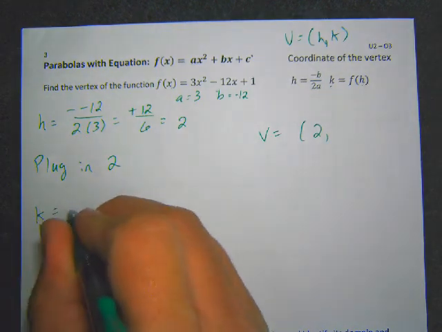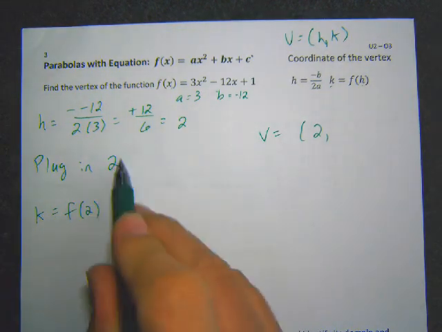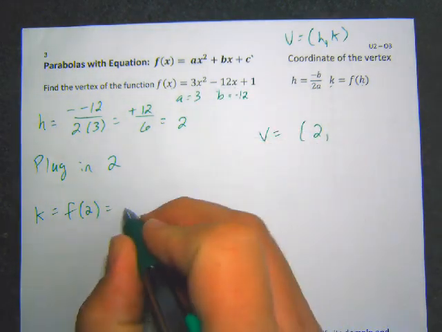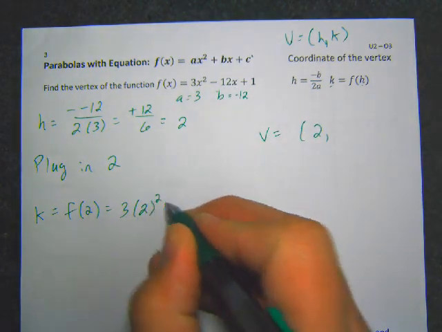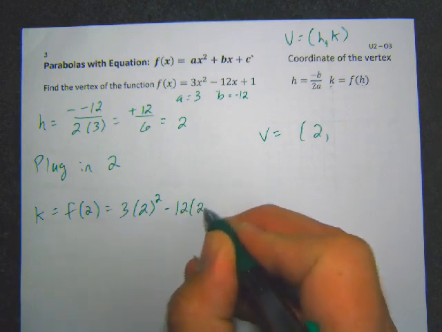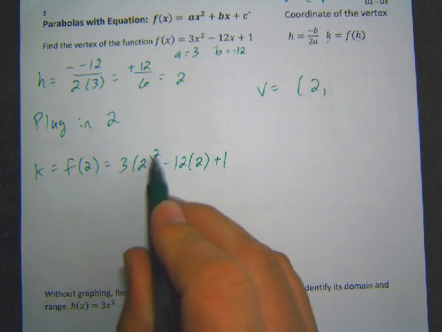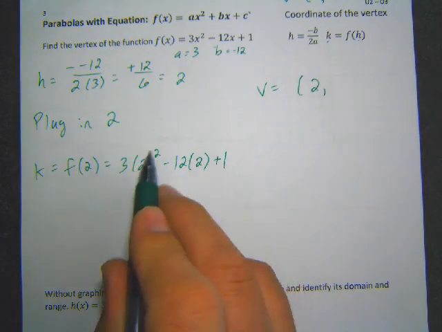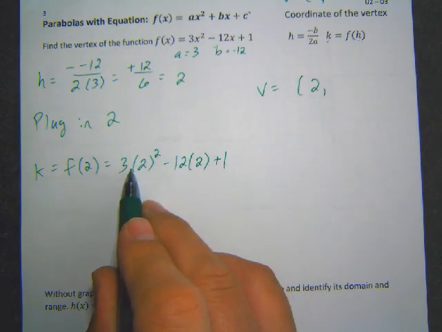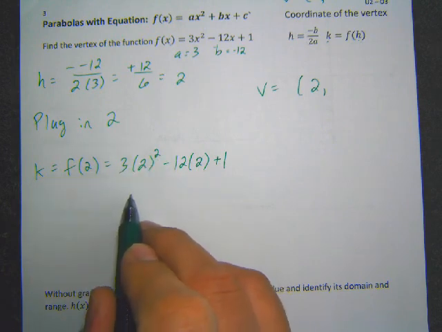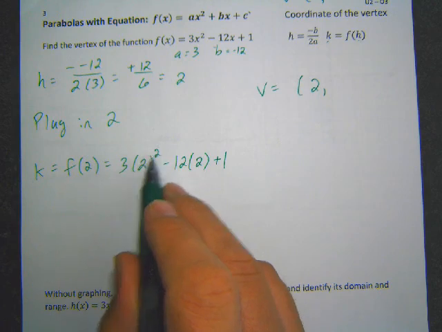So k is going to be f of 2. We plug 2 in for all these x's here. So we get 3 times 2 squared minus 12 times 2 plus 1. Here we have 2 squared. 2 squared gives 4. Remember, you always do powers before you multiply. That's a pretty common mistake: people try to multiply first and then do the power. But the order of operations tells us you do exponents before you multiply.